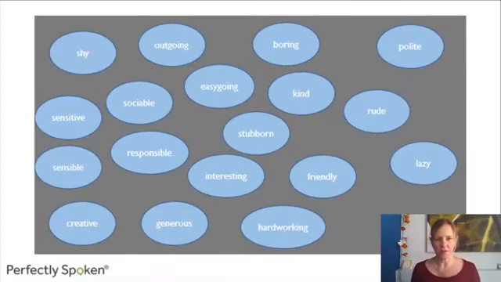Right, I think this is the last one. So the last one I was talking about was kind, right? And the last one is the opposite of interesting. And it is boring. You are boring. It's not a very positive adjective, so be careful when you use this one.